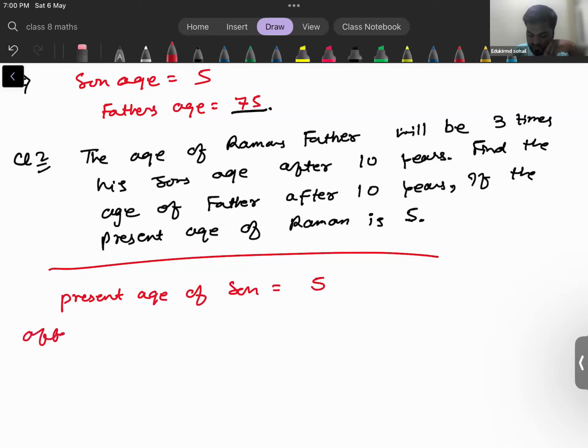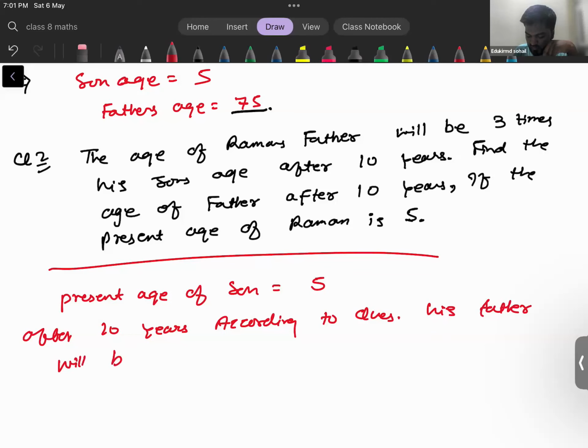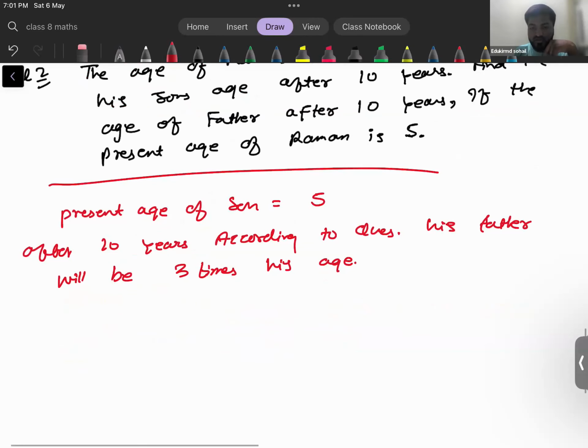So after 10 years, according to the question, his father will be 3 times his age. So after 10 years, his father is going to be 3 times his son's age. The present age of son is S, so after 10 years, it is going to be 3S.